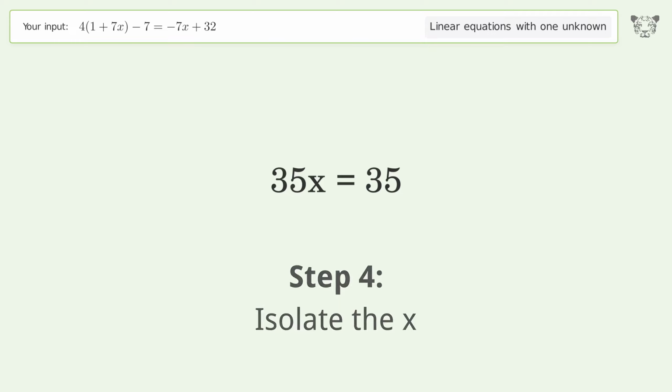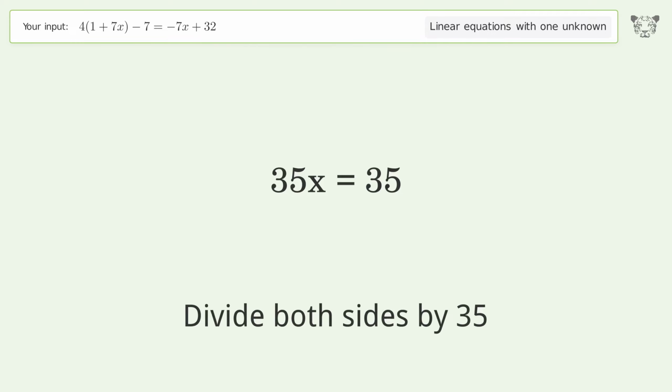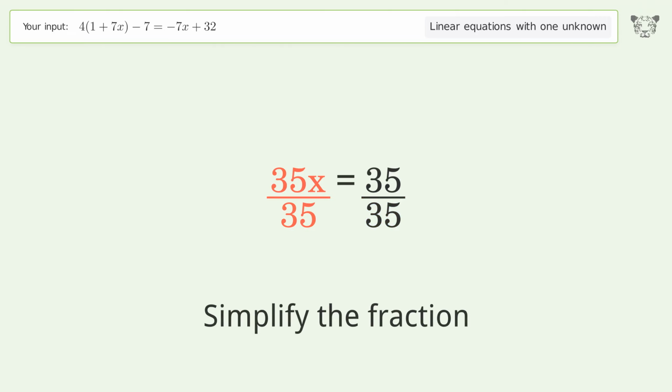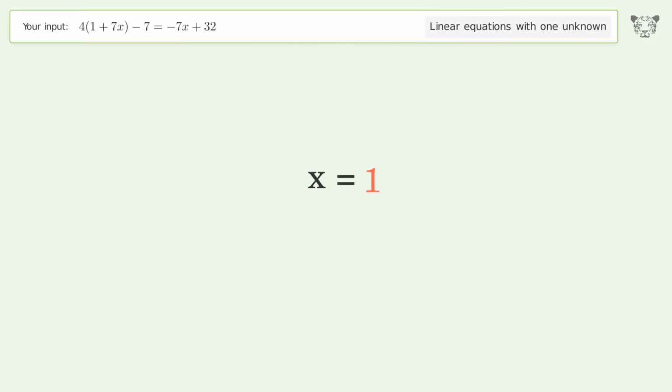Isolate the x. Divide both sides by 35. Simplify the fraction. And so the final result is x equals 1.